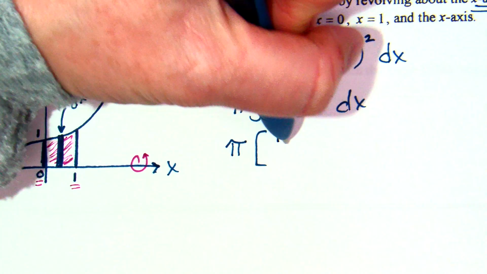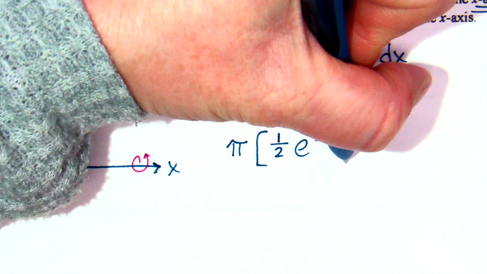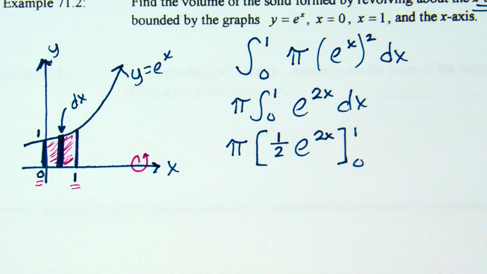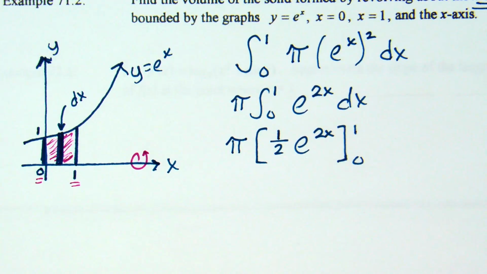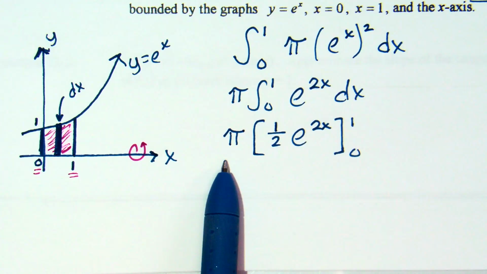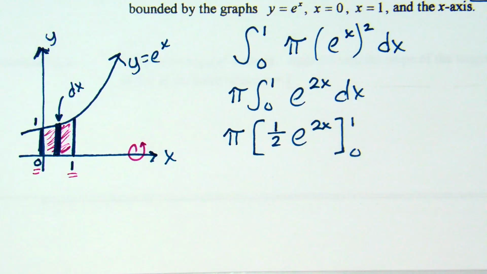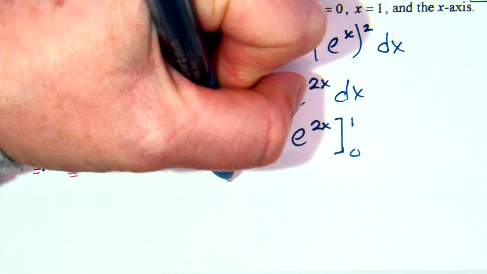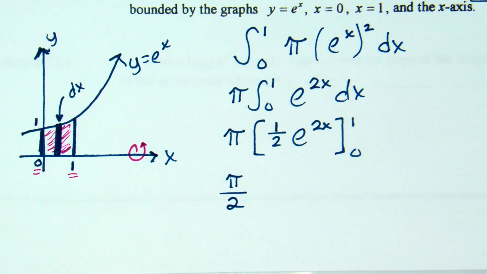Now, I got a thought for you if you want. Pi is a constant already out front, yes? What's another constant that's in this problem? 1/2. Could I put that 1/2 out front and not have to mess with it? You can, and so if I put that 1/2 out front with pi, 1/2 times pi is pi over 2. And then it's e to the 2x. So e to the 2 times 1, which is e to the second, minus e to the 2 times 0, so e to the 0.